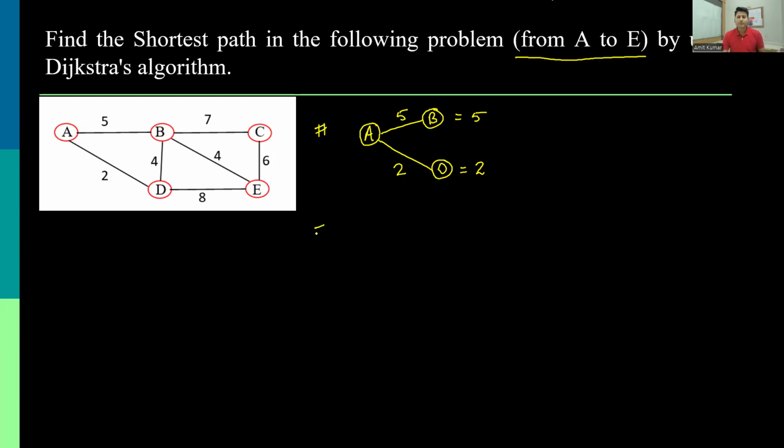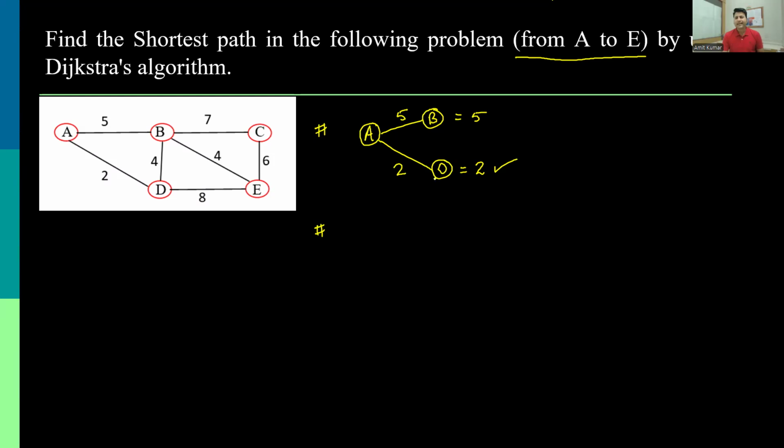Now, what we are supposed to do is select the minimum of these two. It is 5, it is 2. So out of 5 and 2, whichever is the minimum, we are supposed to select it. So let us select 2, because 2 is the minimum out of 5 and 2.